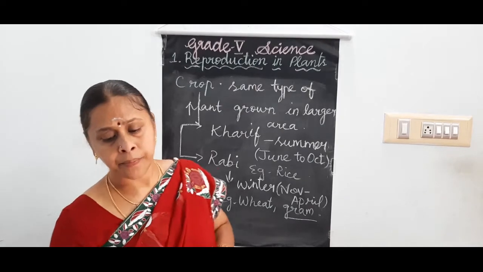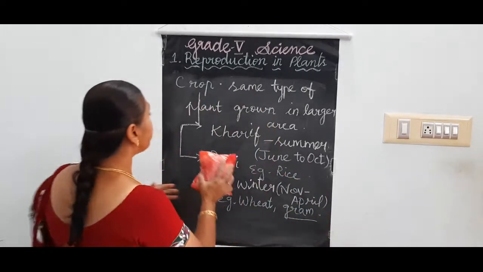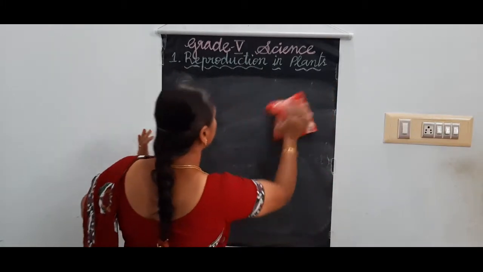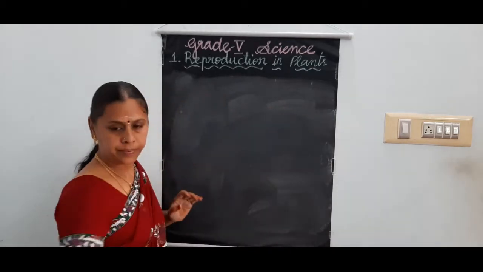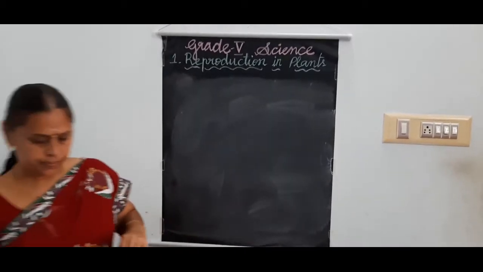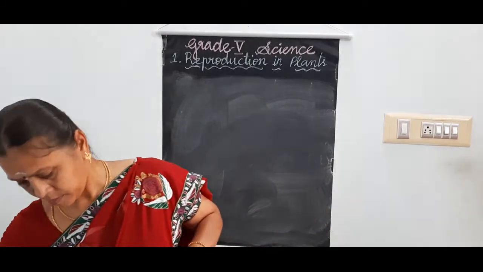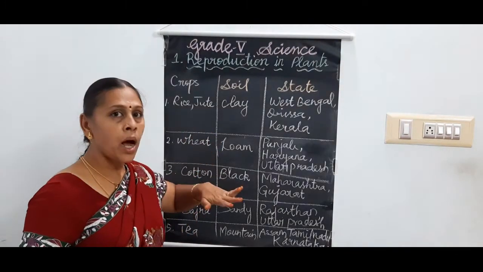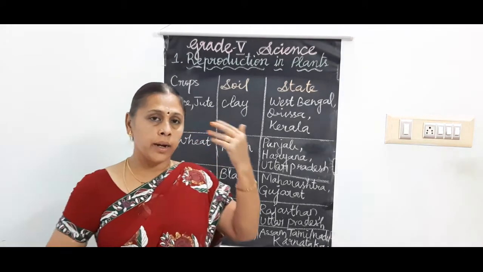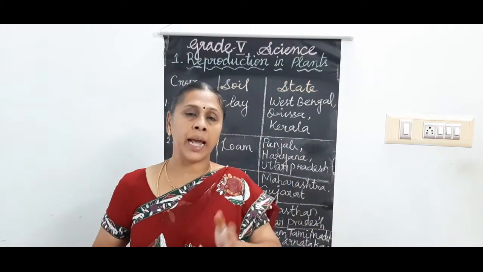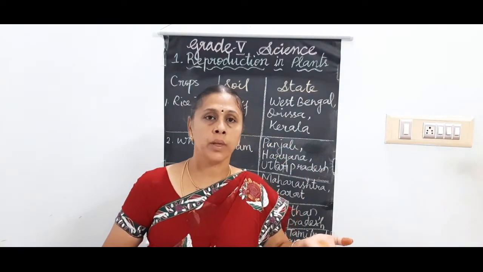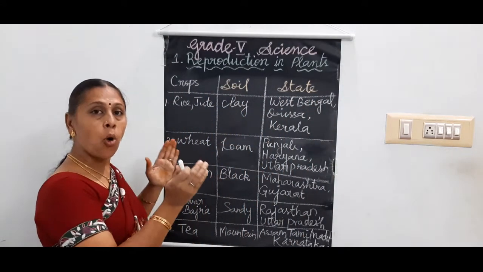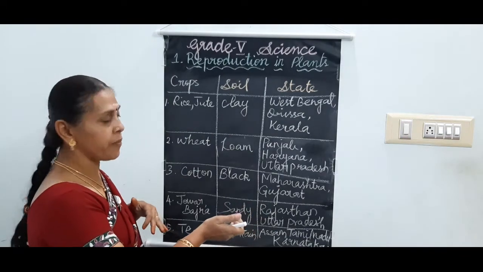And these crops need different areas, different soil, everything differs. Let us see one by one. Crops grown in different places need different climate and also different soil for their growth. Now, from this tabular column, we can understand what type of soil and in which place they are grown.